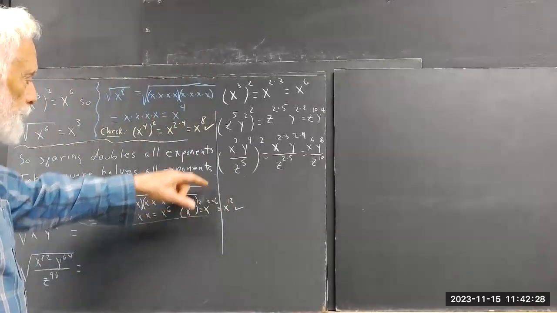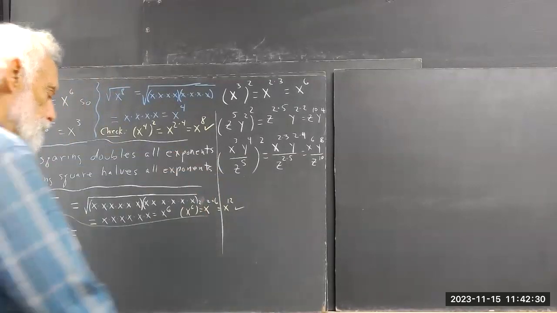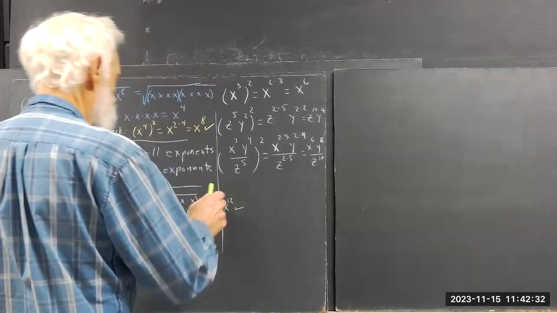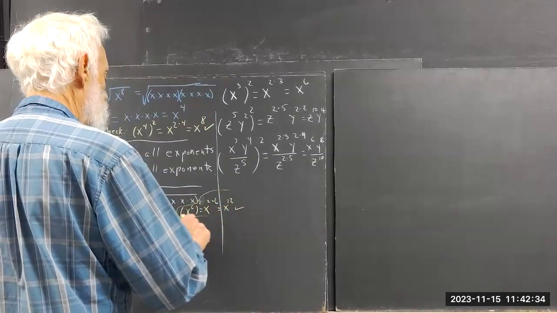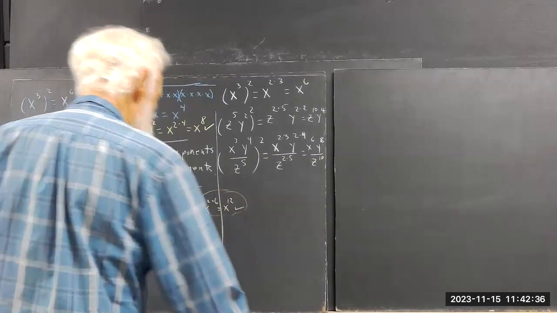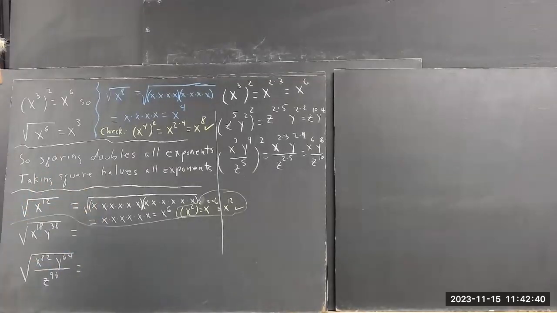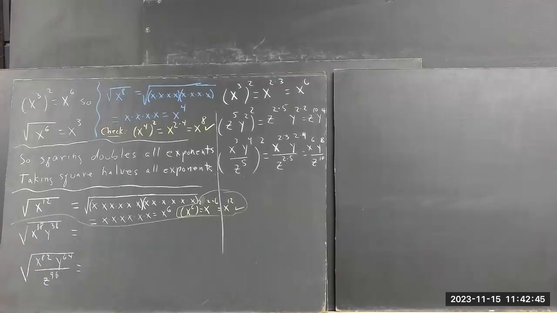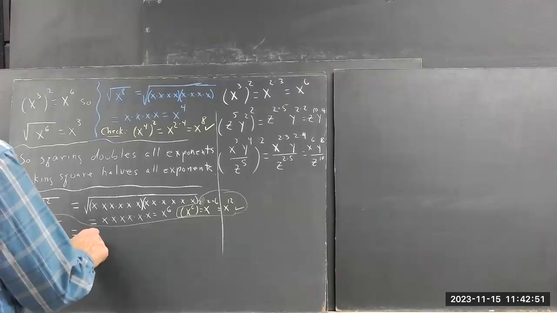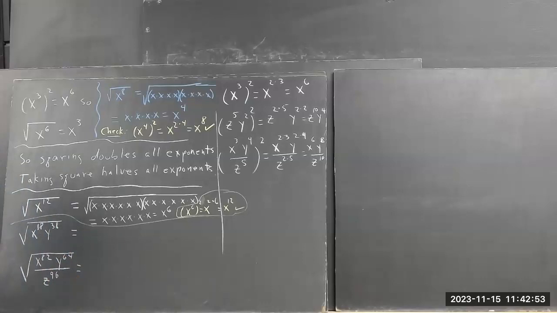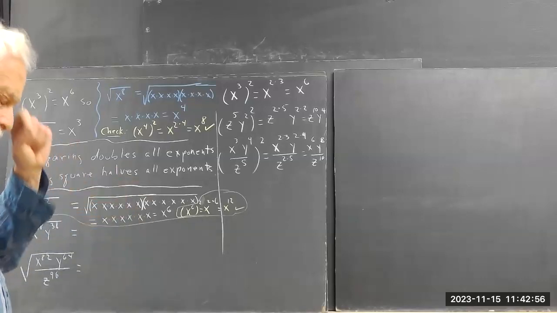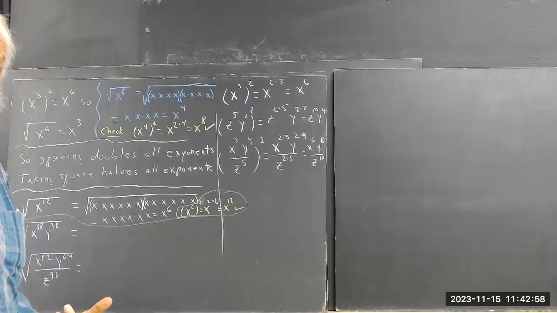If we square x to the 6th, we get x to the 2 times 6, or x to the 12th. So there we have it. Now, to do this one, what I'm going to say is this is half. What's half of 12?